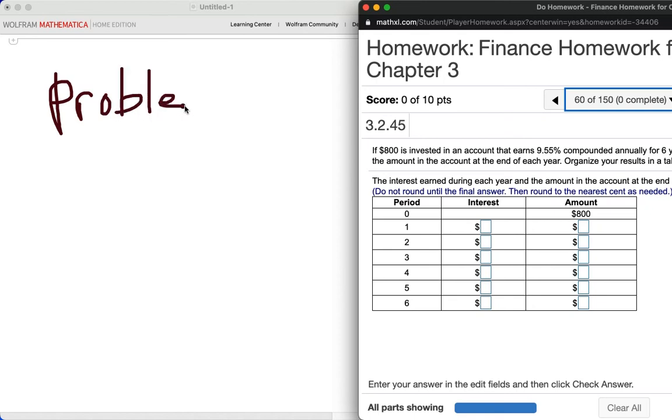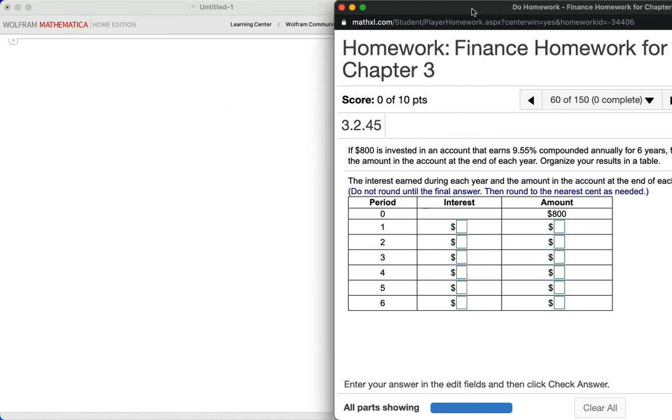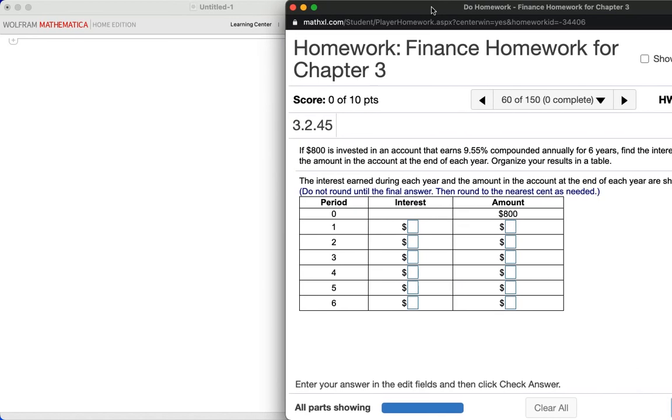Let me see if I can write this down. Problems 60 and 82 in your finance homework. Okay, so let's take a look at problem number 60 first. And these are both compound interest problems.